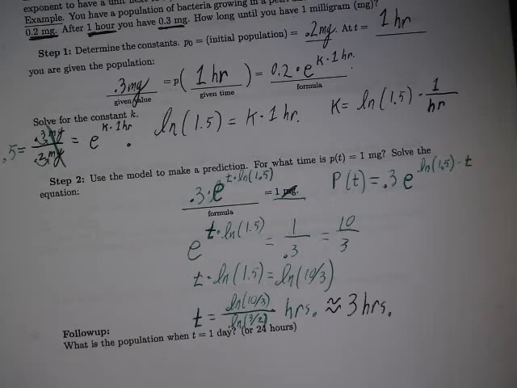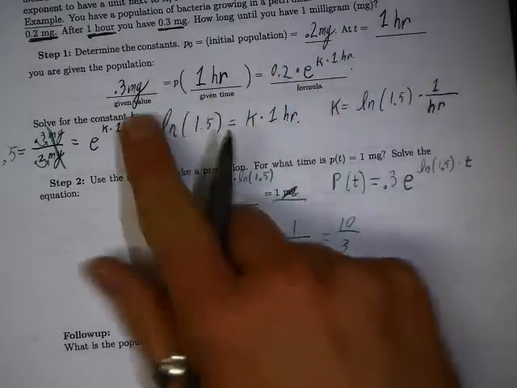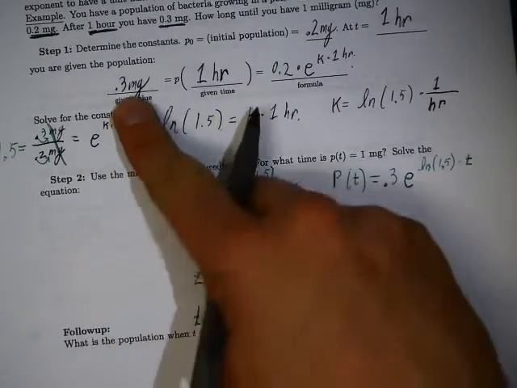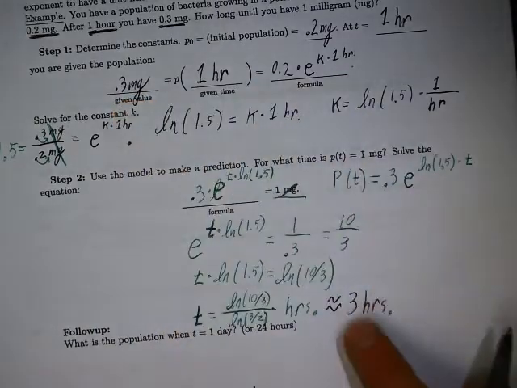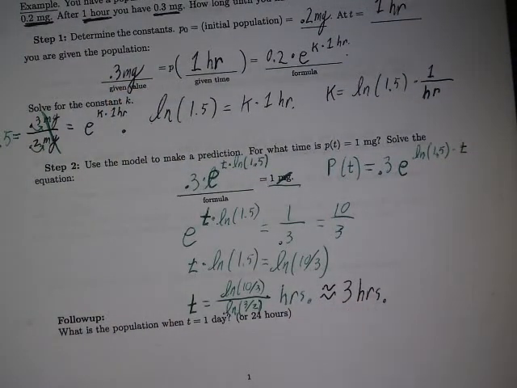So in 3 hours time, well, let's measure everything. You started with 0.2 milligrams. In 1 hour time, it jumped up to 0.3 milligrams. After another 2 hours, so at 3 hours time, this thing is at 1 milligram. Let's figure out how much bacteria there will be at time equals 1 day, 24 hours. What do you need to do to figure that out?